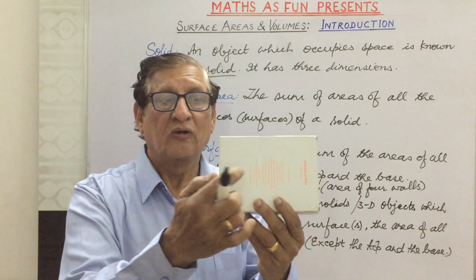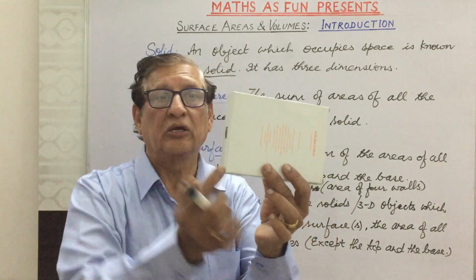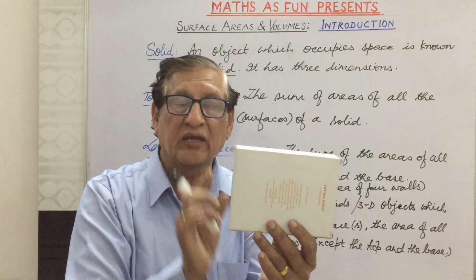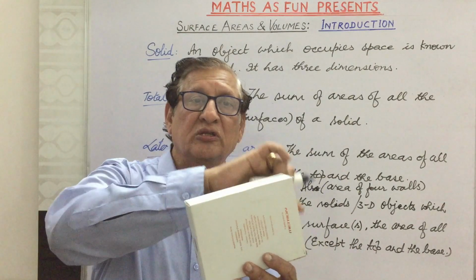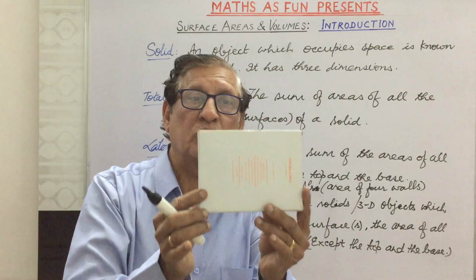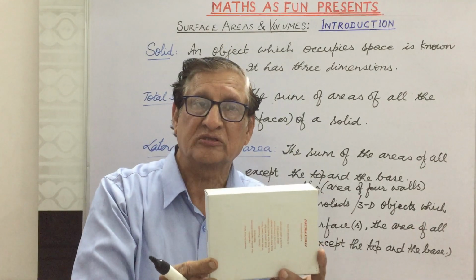We have here 1, 2, 3, 4, 5 and 6 rectangular faces. If we find the areas of all these surfaces and add them, that will be the total surface area of this cuboid.